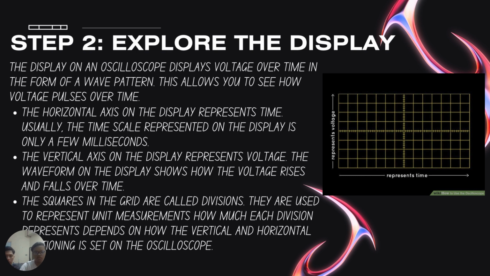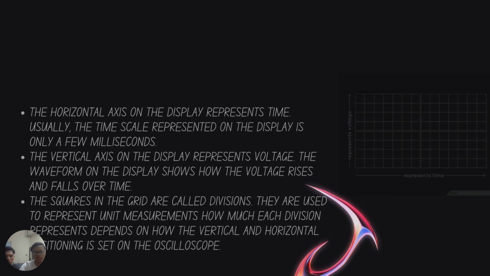The squares in the grid are called divisions. They are used to reflect unit measurement. How much each division reflects depends on how the vertical and horizontal positioning is set on the oscilloscope.